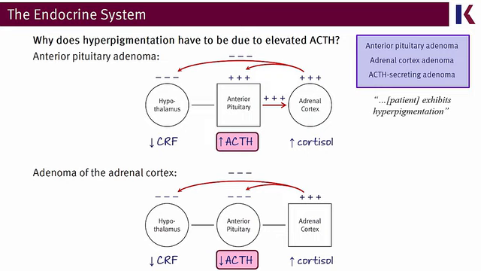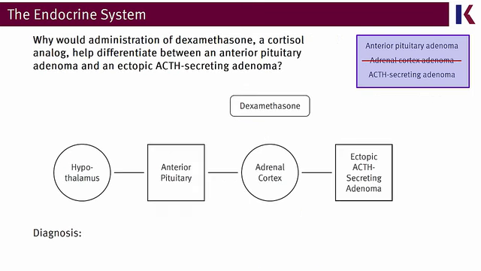So our patient is said to be exhibiting hyperpigmentation. What condition or conditions does this allow us to rule out for a patient? It allows us to rule out the adenoma of the adrenal cortex. This really leaves us with two alternatives. He's either suffering from an anterior pituitary adenoma or an ectopic source of ACTH. And we're going to use dexamethasone to get to the bottom of this. Before we do, let's consider what we already know about our feedback mechanisms. A lot of ACTH, regardless of its source, is going to strongly stimulate the adrenal glands to release cortisol.